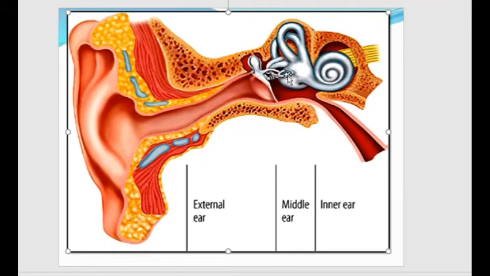The third part of the ear is the inner ear, which is called the labyrinth, and there are two parts here. The part which is responsible for hearing is called the cochlea, مثل الحلزون, and the part which is responsible for balance is called the semicircular canals. And we'll come to discuss this point in more detail later on.